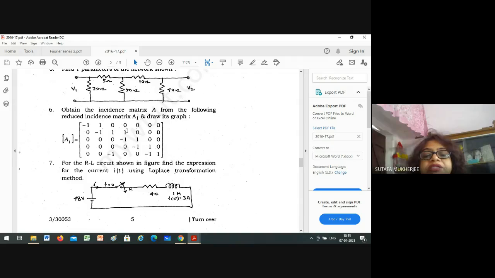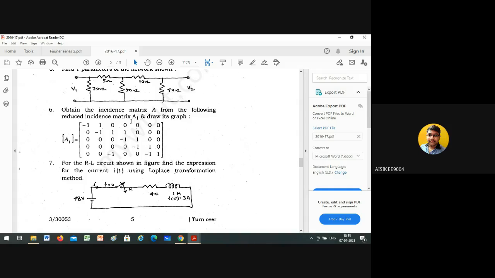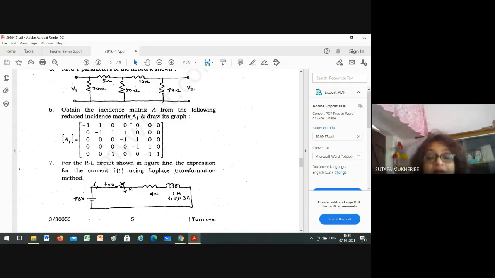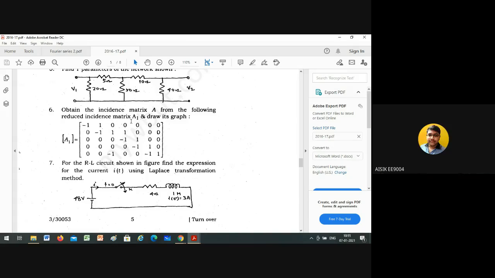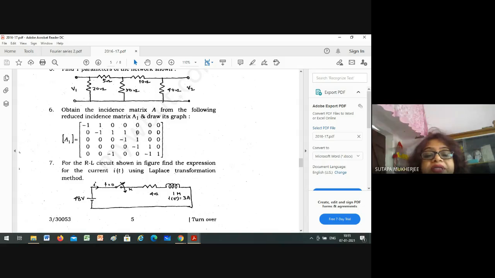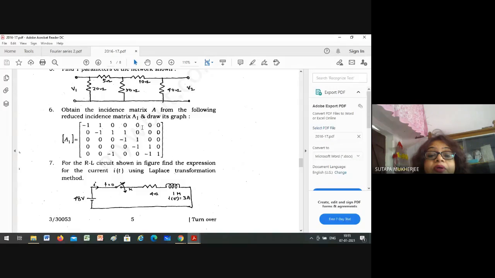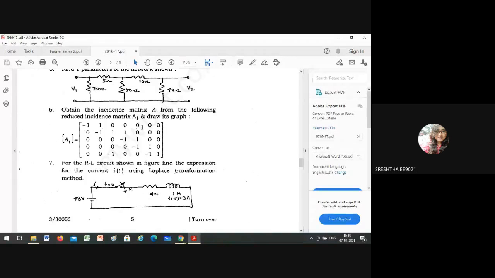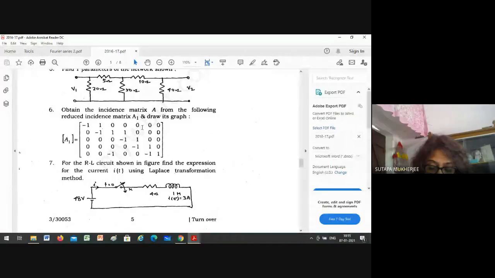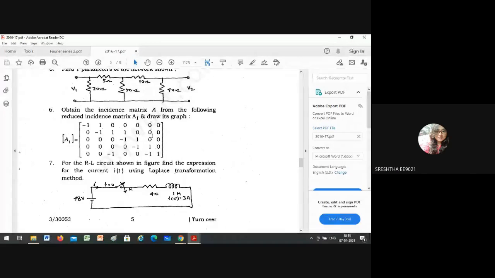Now tell me, Oishik, what will be the last element in this column? Ma'am, 0. 0, 1 minus 1, 0, 0, 0, 0. Okay. Shrestha, tell me what will be the last element of this column? Zero. Then read it out: 0 0 0 0 1 minus 1 0 0. Okay, everyone is writing, right? Yes, ma'am. Because you have to create the graph.